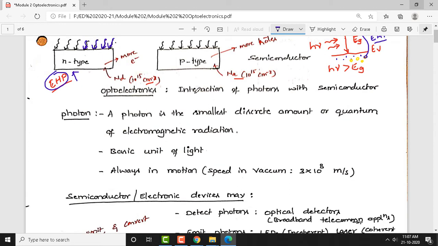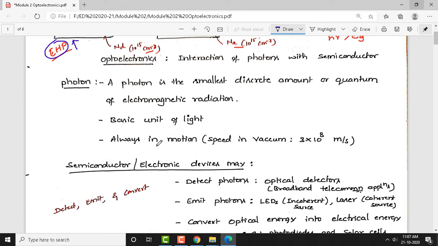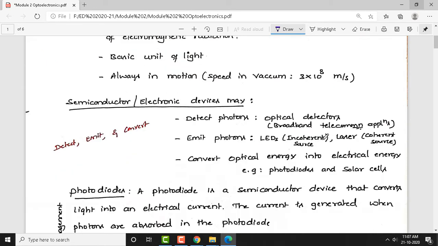Okay, let us see the definition. Optoelectronics is one of the branches of engineering that deals with the interaction of photons. Photons, we told already, are small packets of discrete amount of energy, or you can call that electromagnetic radiation. They interact with the semiconductor and create electron-hole pairs. The more photons, the more electron-hole pairs are created in the semiconductor. It is the basic unit of light and it is always in motion, traveling at the rate of 3 into 10 to the power of 8 meters per second.